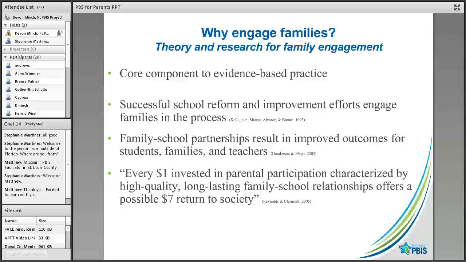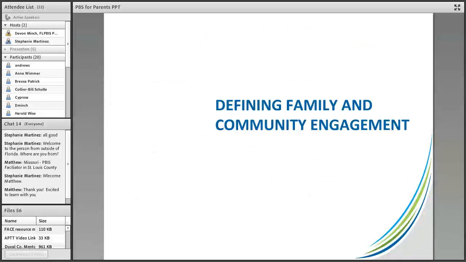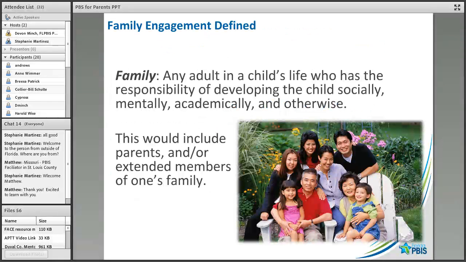But the last point on the slide I wanted to emphasize that every dollar invested in parental participation characterized by high quality, long-lasting family school relationship offers a possible $7 return to society. And I think that's something that we need to think more about when we talk about investing resources in our school building to engaging families and communities to support student learning.